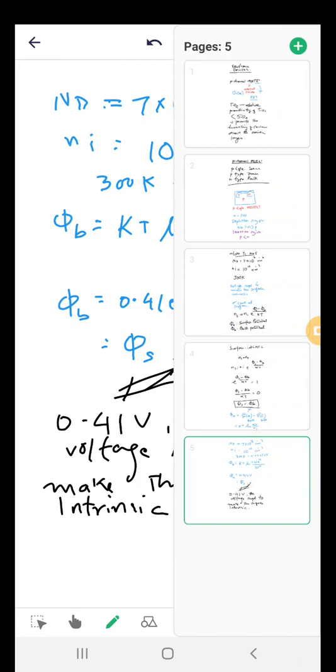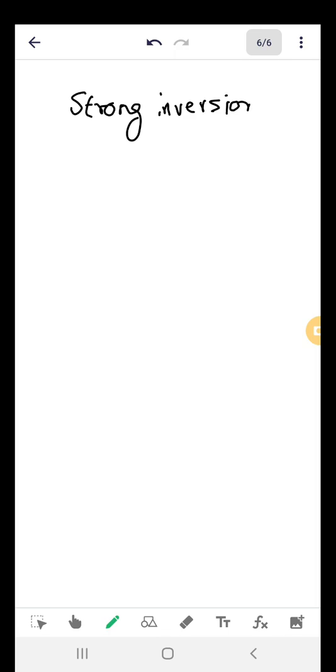Now, if somebody tells you, see, for the same concentration, what is the voltage required to create a strong inversion at the surface?